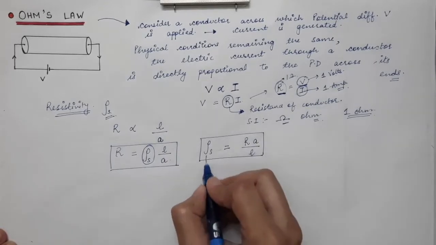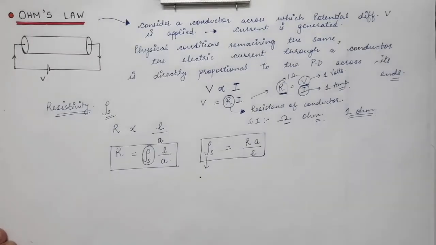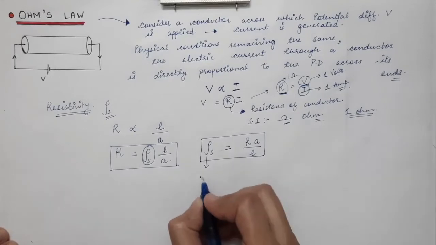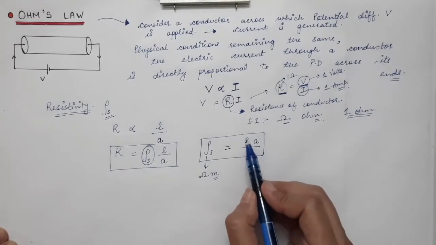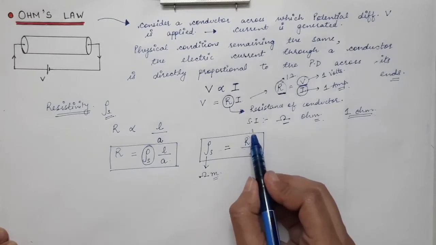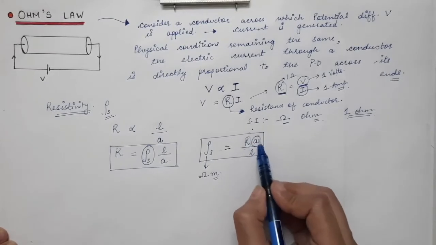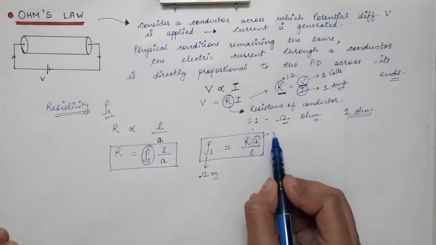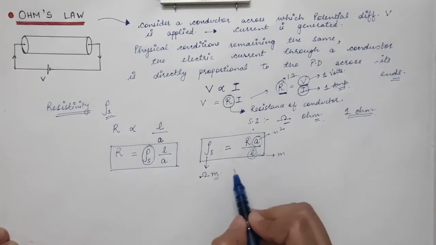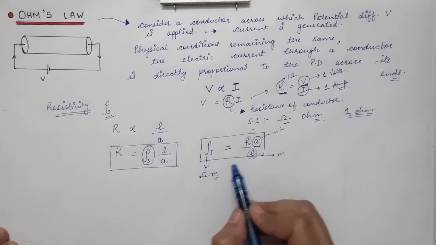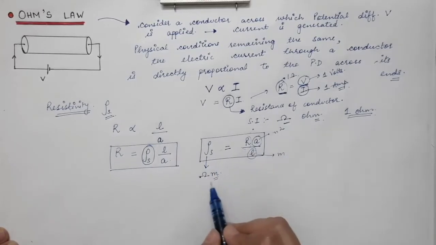Now what is the unit of this? The unit of this quantity is ohm meters. And that you can find from here: what is the unit of resistance? It is equal to ohm. Unit of area in SI units is equal to meter square, and length is in meters. So what will be the unit of resistivity? It will be equal to ohm into meters.